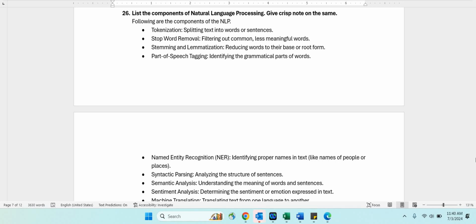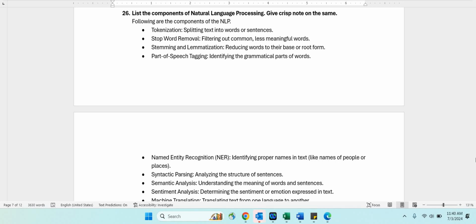The next one is stop word removal. It is filtering out less meaningful and less common words which are not going to add any value. For example, the, is, all those things. Stemming and lemmatization is to reduce the words to their base or root form. Part of speech tagging is to identify the grammatical parts of the word.